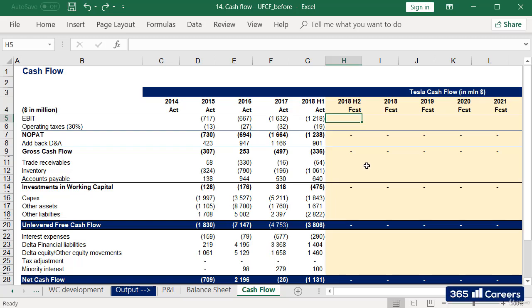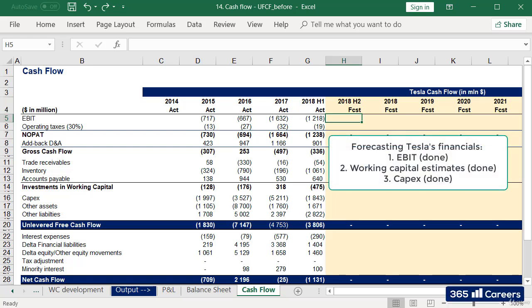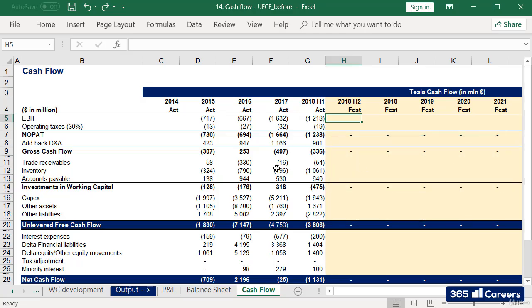Right. So, we've forecasted Tesla's financials until EBIT. We also have working capital estimates, as well as CapEx, obtained from the roll forward of fixed assets. We are ready to go ahead and start calculating the company's expected, unlevered, free cash flow, which will then help us determine Tesla's financing needs in the future. Therefore, the next task on our to-do list is calculating unlevered free cash flow.